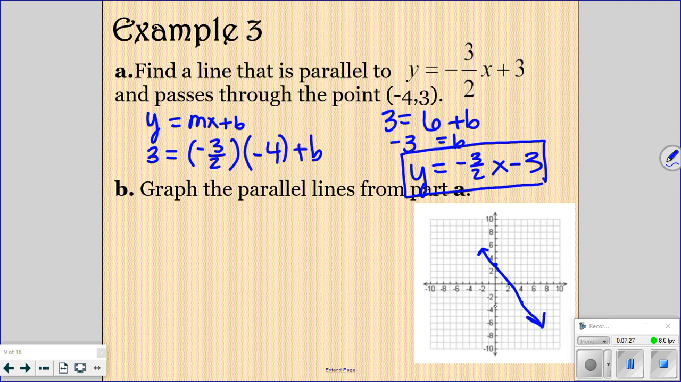Then the one that we found, we go to negative 3, and the slope is down 3 and to the right 2. And so there's the other line. So that's how you can find equations given information about a line and another point.